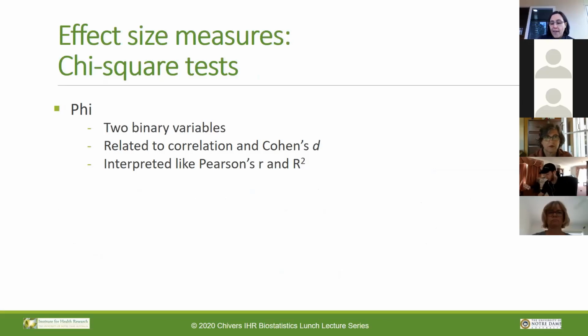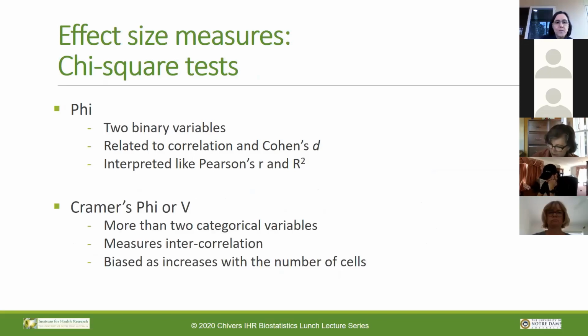For chi-squares, there's some other effect size measurements that you can have. So phi is used for a 2x2 chi-square analysis. It's related to the correlation in Cohen's d and is interpreted similar to the Pearson's r or r squared. And then if we have a 3x2 or more categories, then we can look at the Cramer's V effect size instead. The issue with the Cramer's V effect size measure is that it can become biased with increasing number of cells, so that the more cells you have in your contingency table, then the increased bias that you might have in your effect size measurement.